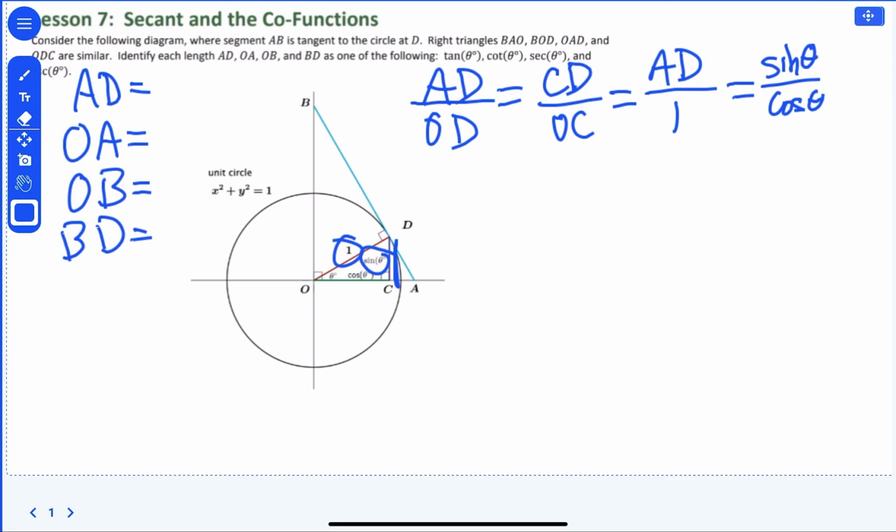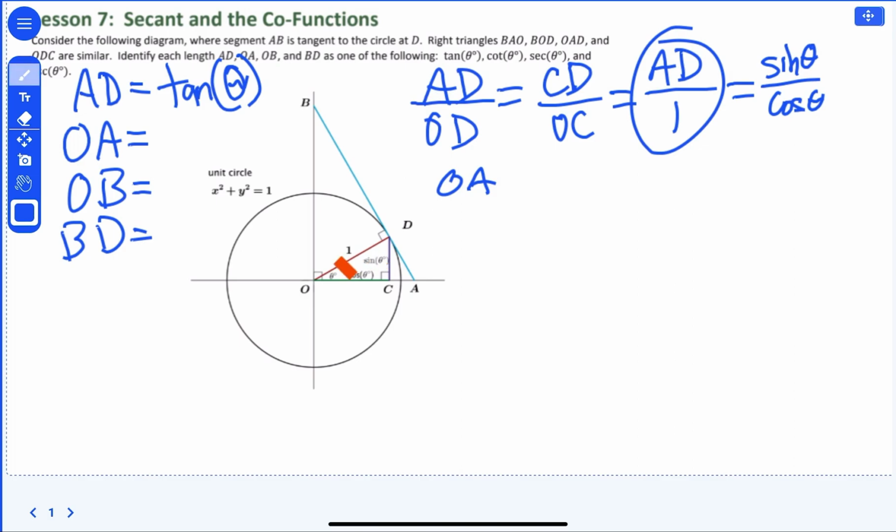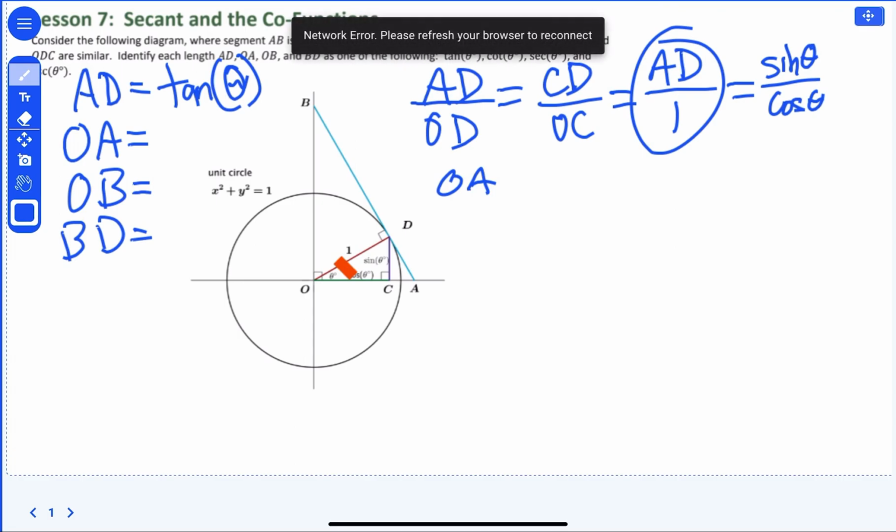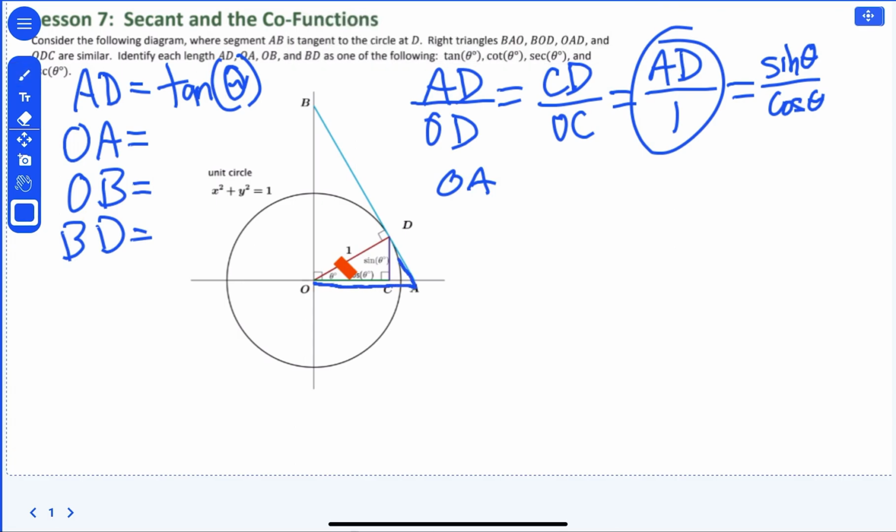Now, what is sine over cosine? Well, that's tangent. So AD over 1 is equal to the sine over the cosine. So this is going to be the tangent of theta. Okay? Now, OA, let's look at OA. Let me go ahead and clear this off. OA is the hypotenuse of this triangle, right? Or it could be the base of this triangle, right?